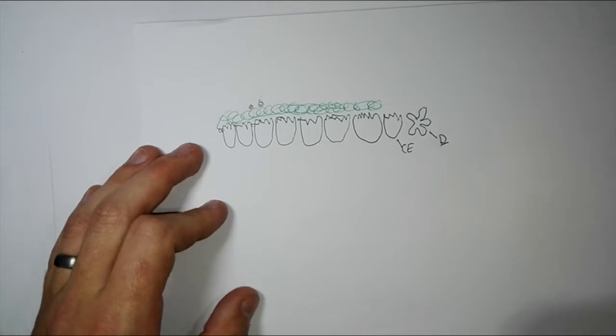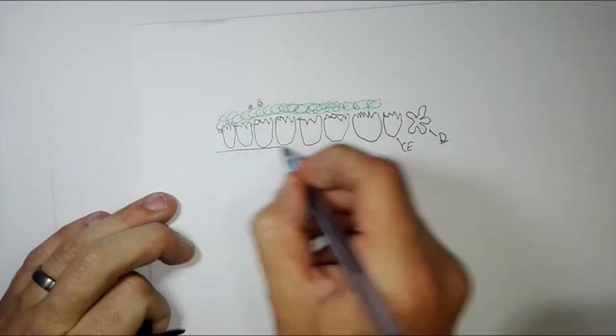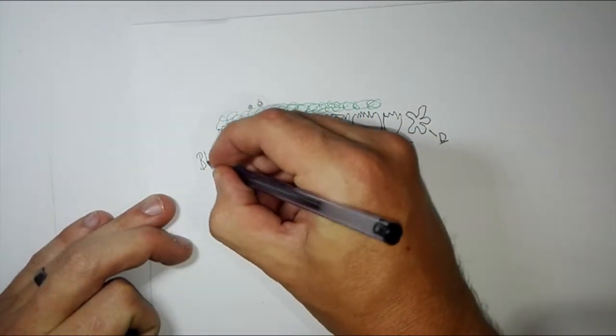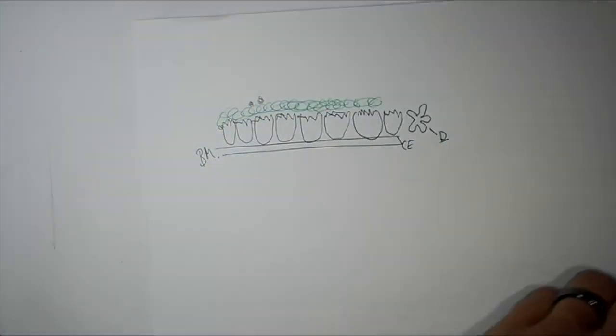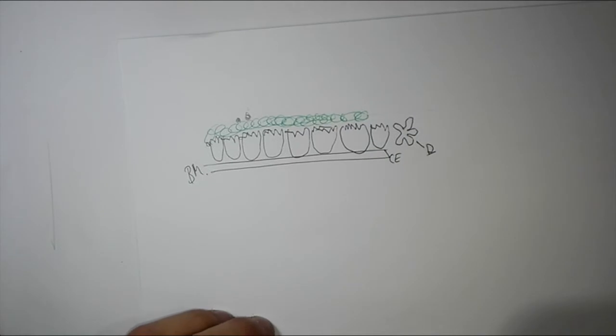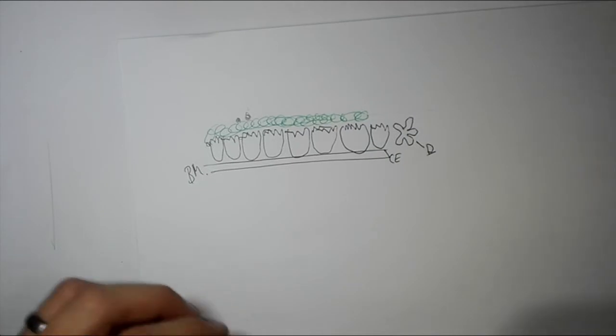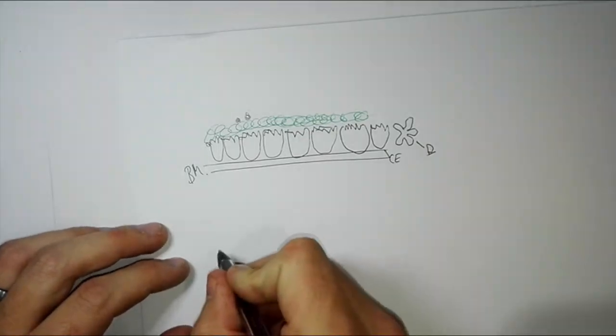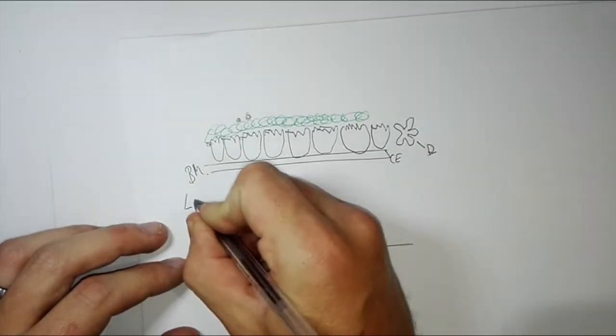Okay, then we've got something called the basement membrane. The basement membrane runs there, all right? So we'll just say BM there. Okay, and then we've got something called the lamina propria. Let's make the lamina propria. Unfortunately I don't have enough color pens, so it's going to be black as well. So just as I'm drawing it, follow my voice. All right, so then we've got the lamina propria.